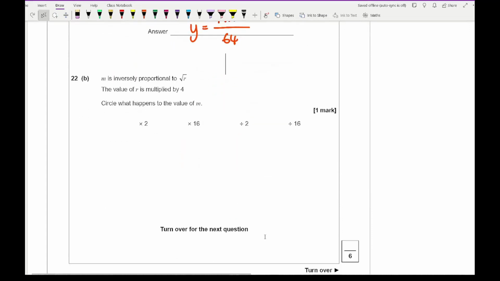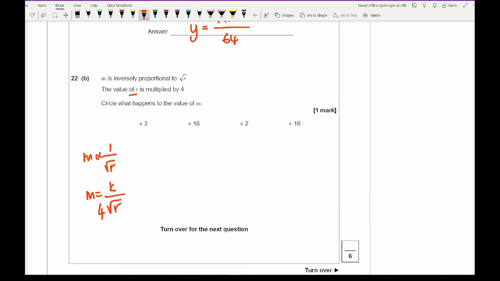The next question then says that m is inversely proportional to the root of r and the value of r is multiplied by 4. What happens to the value of m? Now if m is inversely proportional to the root of r, then what we get is m equals k over the root of r. Now it then says that r is being multiplied by 4, so we get 4 like that. And so what happens to m?